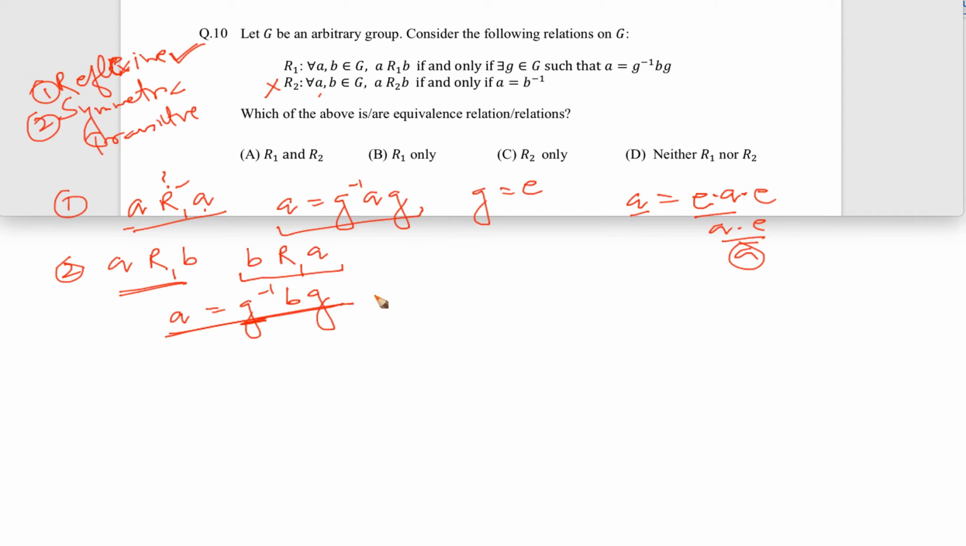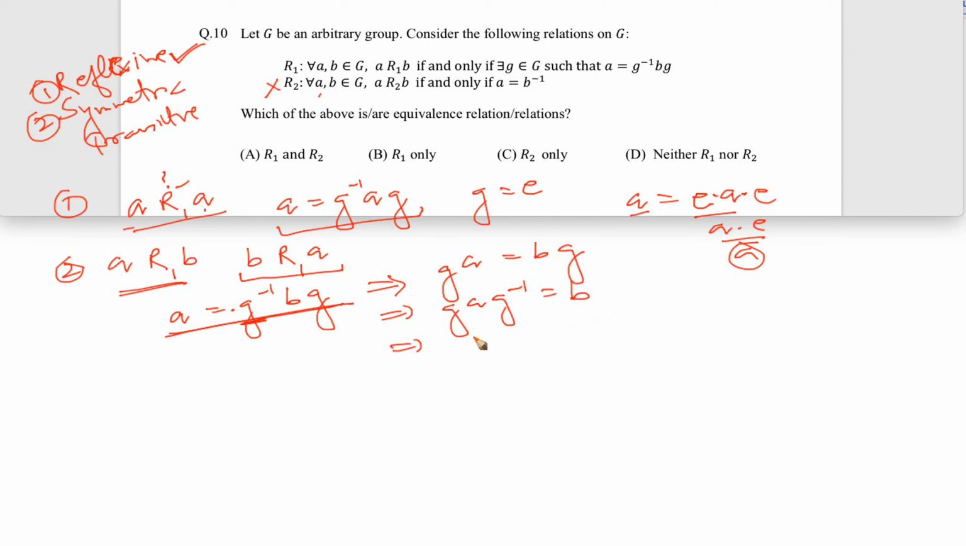Let's pre-multiply both of them by G. Then it will become G into A, and G into G inverse will become the identity element into B, which becomes B and then G. Then post multiply both of them by G inverse, so it is going to be G A G inverse, and identity into B again. What I was trying to figure out is A in terms of B, so now I am trying to figure out B in terms of A.